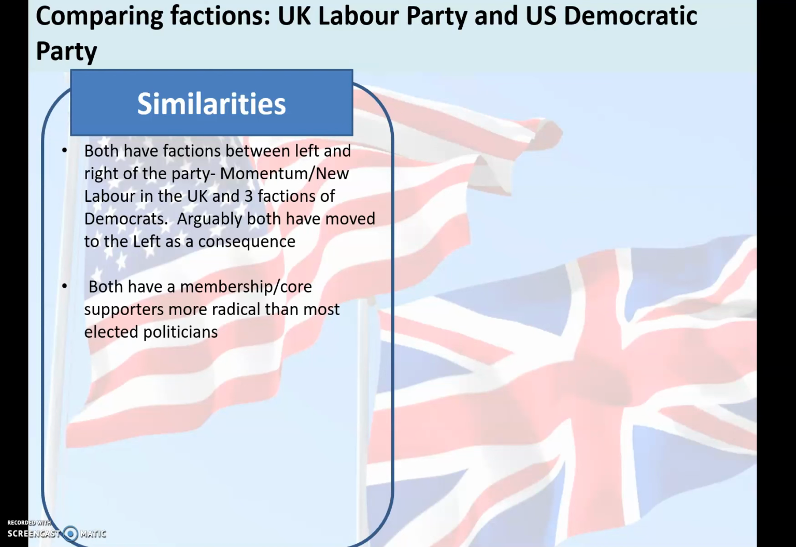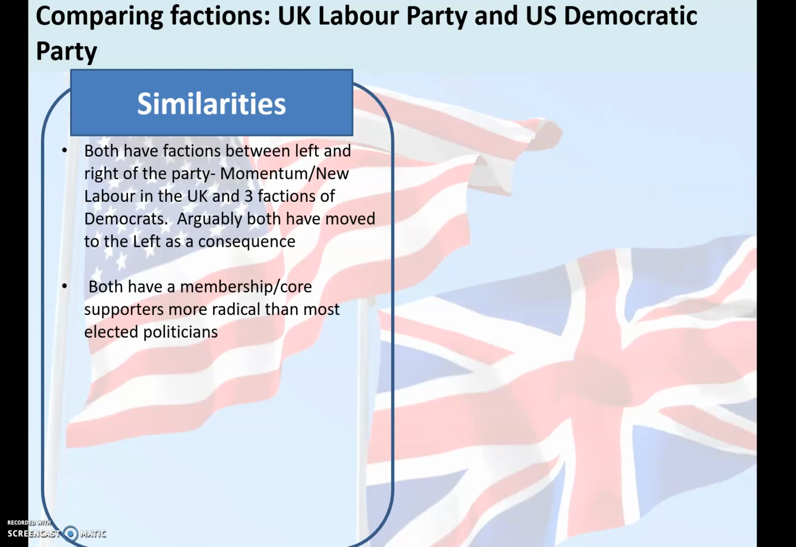You could argue that both Labour and the Democrat Party have a membership or a core group of supporters who are perhaps more radical than their elected politicians. Momentum, for example, joined Labour, and Labour had, was it 400,000 members, a lot of them from this Momentum end of the party who supported Corbyn. I think a lot of them hoped that Starmer would be of a similar vein, whereas most of the Labour MPs were more of that moderate New Labour grouping. And you could say the same is true in the Democrat Party as well.